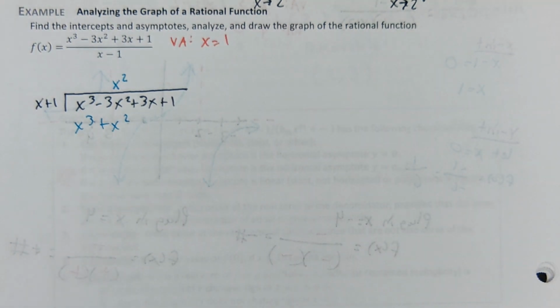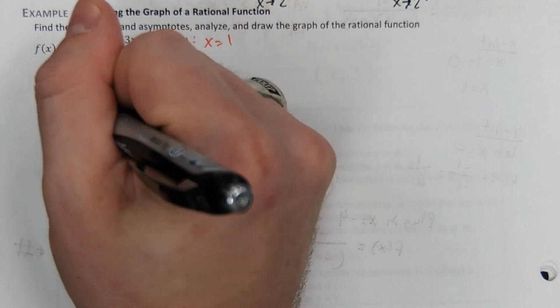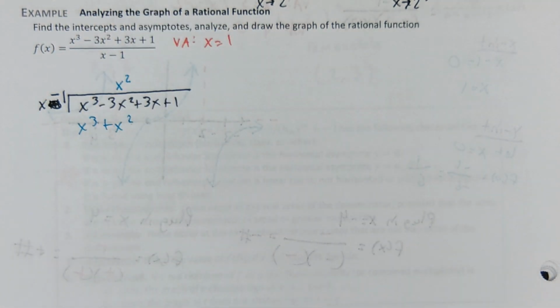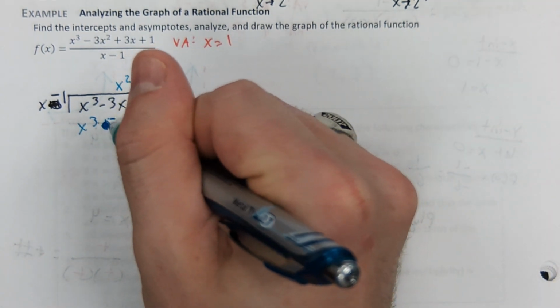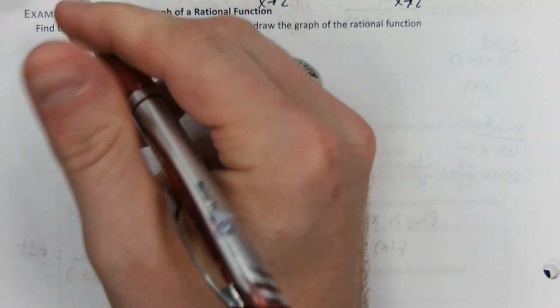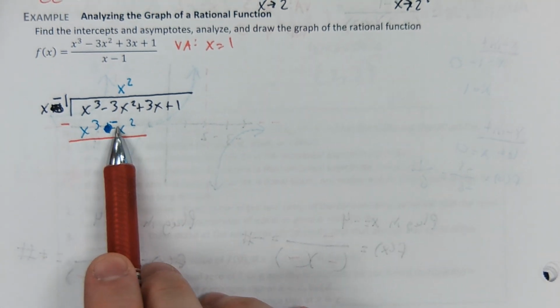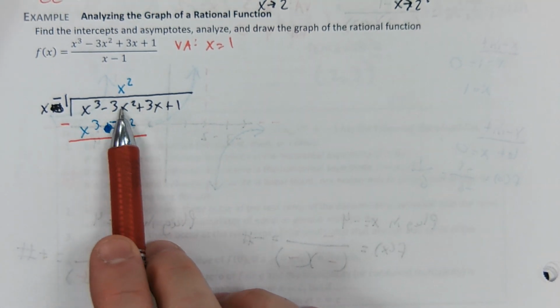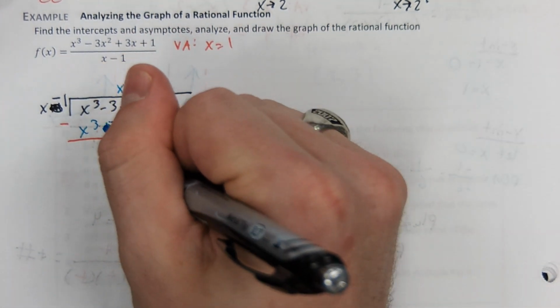Oops. I wrote +1, not -1 by accident. Sorry about that. Minus x squared. Well, that's going to make this look ugly. This says minus a negative. That means plus.